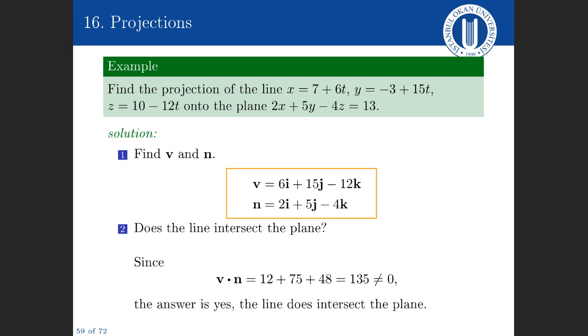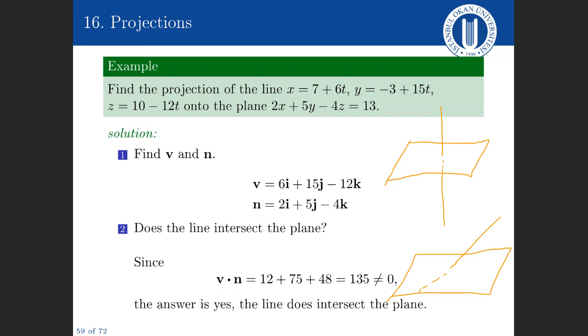Step two says, does the line intersect the plane? Now, if you think back to the three cases, if the line was parallel to the plane, the line did not intersect the plane. If the line was not parallel to the plane, then it must intersect the plane somewhere. So really we're asking, is the line parallel to the plane? To answer this question, we calculate V dot N. And we find that the answer is not zero. So the answer is yes. The line does intersect the plane. So either we're in case one with the orthogonal line, or we're in case three with a line which is not parallel to nor orthogonal to the plane.